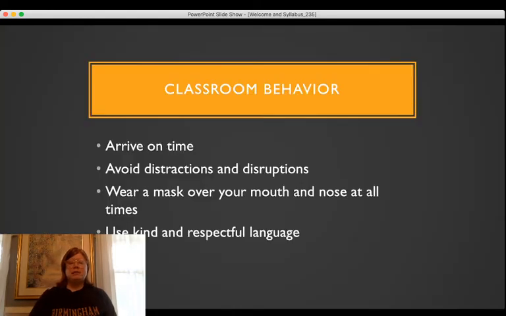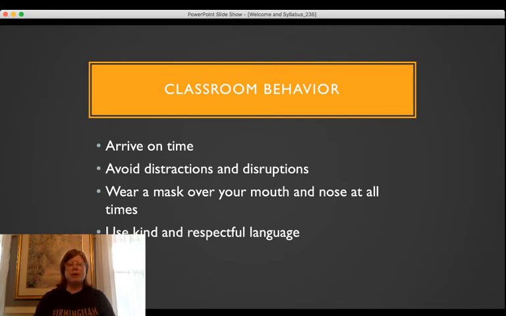Finally, some policies. The first policy I want to discuss is classroom behavior. I expect you to arrive to class on time and stay the entire time. Avoid distractions and disruptions. For hygiene and health reasons, we're not to eat and drink in classrooms on campus. This isn't my policy. It's literally this college's policy.